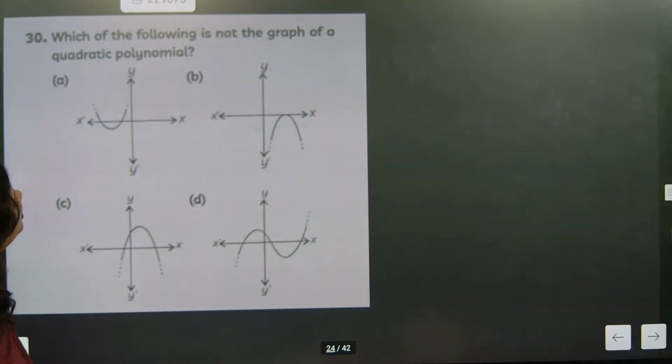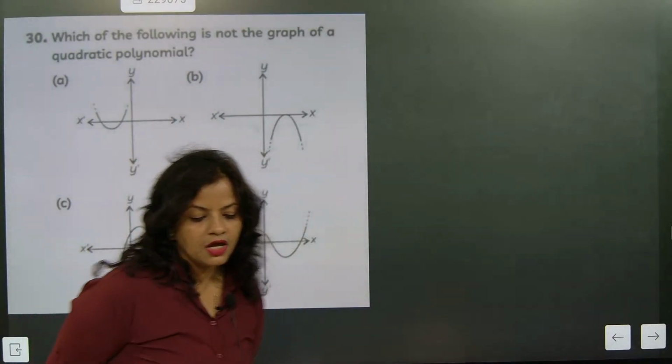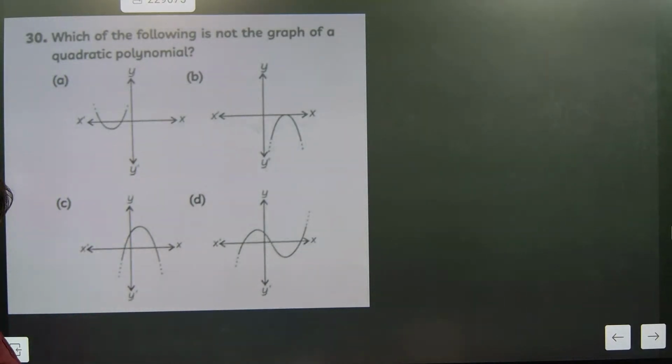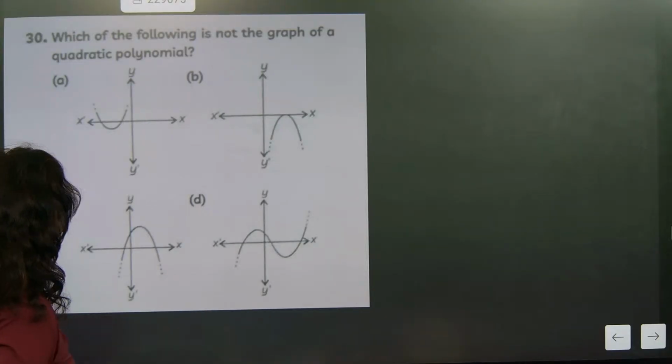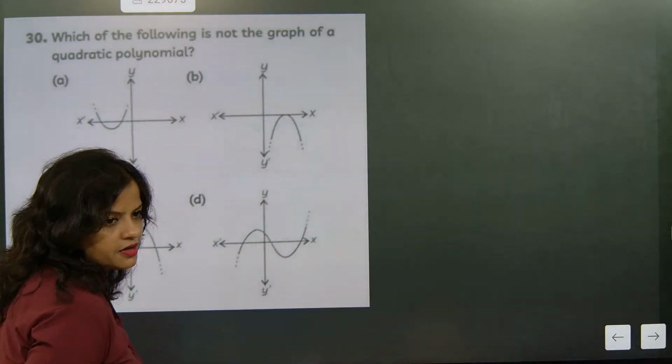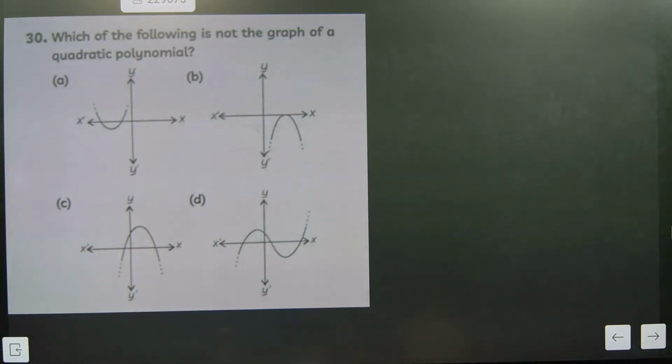Now, next: which of the following is not the graph of a quadratic polynomial? Which one is not the graph of a quadratic polynomial? First, second, third, fourth. Tarun is telling one. Why is one a problem for you? Second, third, fourth. A is a quadratic polynomial, D is too. B? Why? Contact point is 1, meaning 2 values will come.